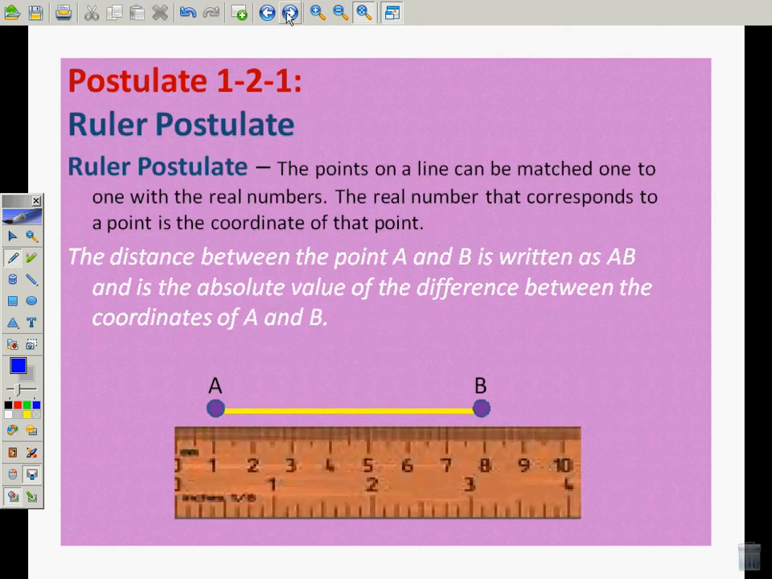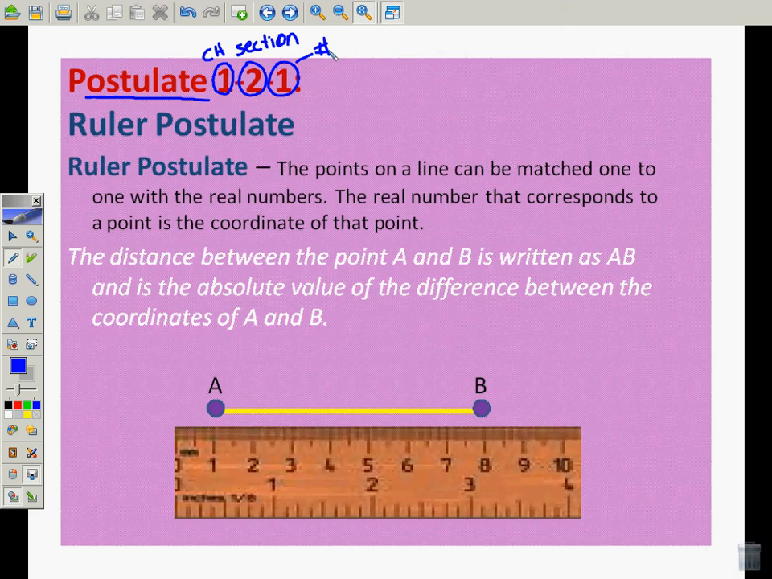We're going to start out with a postulate. Now, I didn't explain this last video, but these postulates, which are statements that are accepted as fact without proof, are going to go like this. Chapter 1, section, and the number of the postulate from this section. Okay, so this is chapter 1, section 2. This is the first postulate.